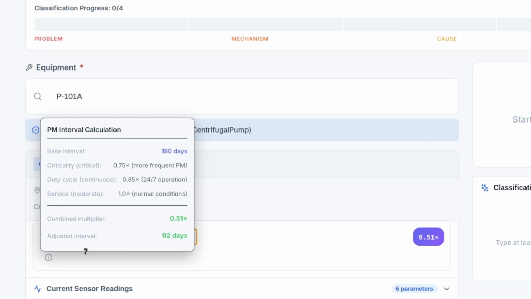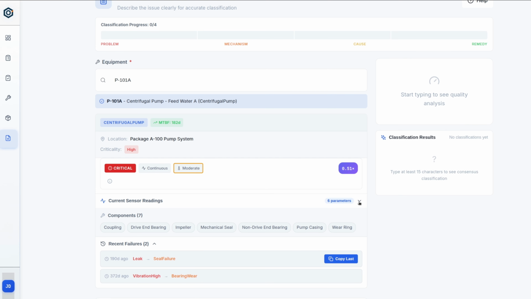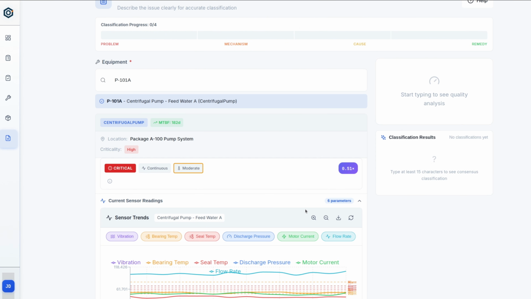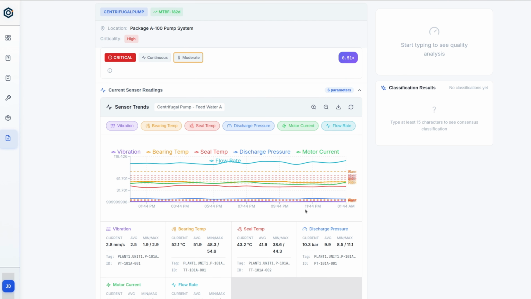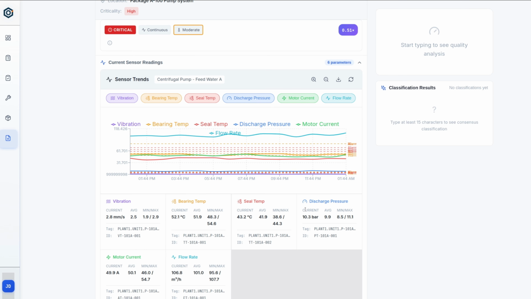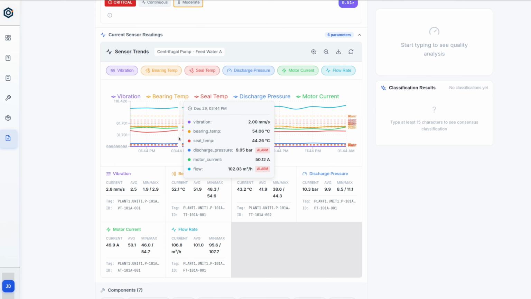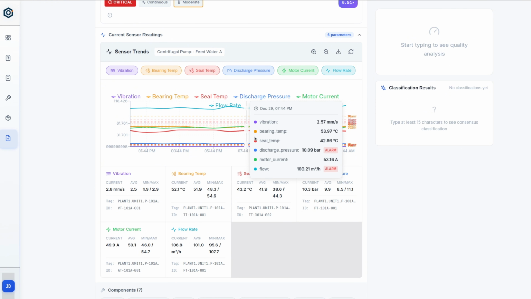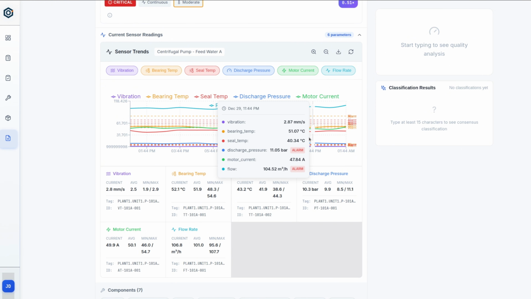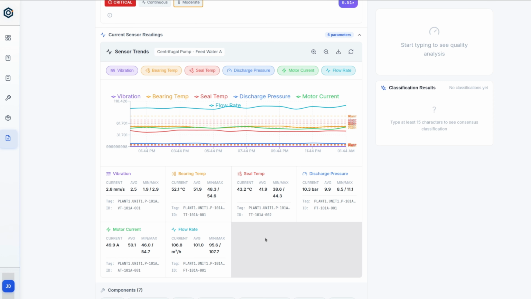But operating context is just the beginning. Opsworth integrates directly with your sensor systems: vibration, bearing temperature, seal temperature, discharge pressure, motor current, flow rate. 6 parameters, live from your plant. See that bearing temperature trend? It's elevated. The seal temp is climbing too. This isn't just data in a historian somewhere. It's evidence, right here, right now, connected to this work order.